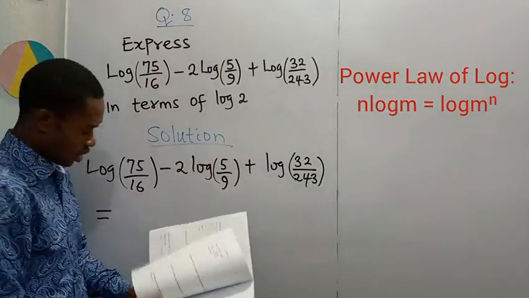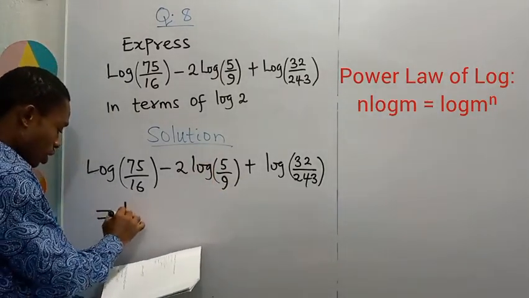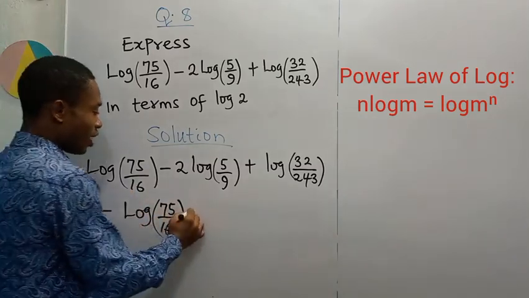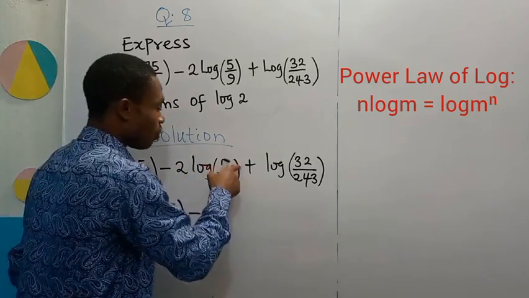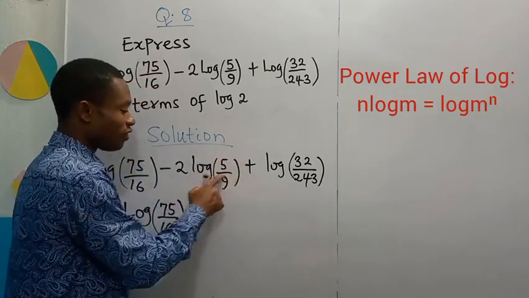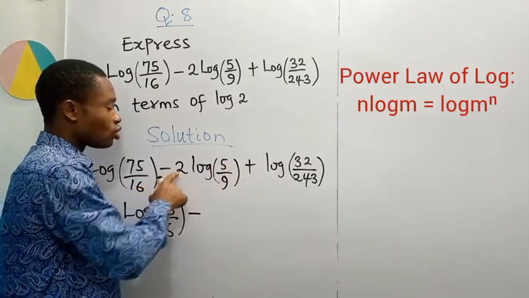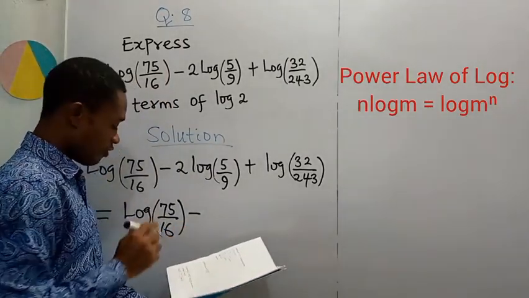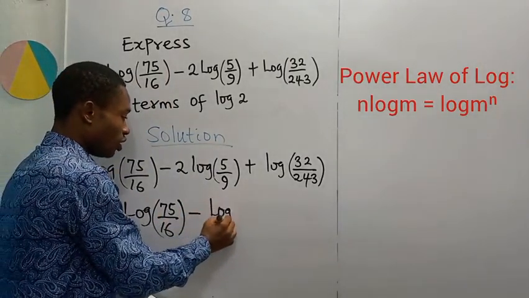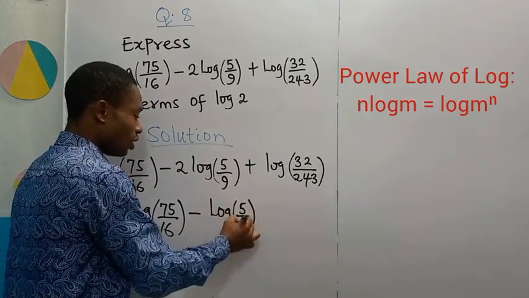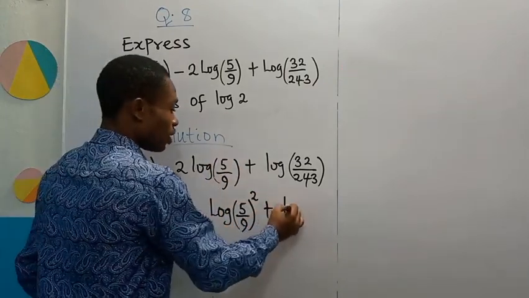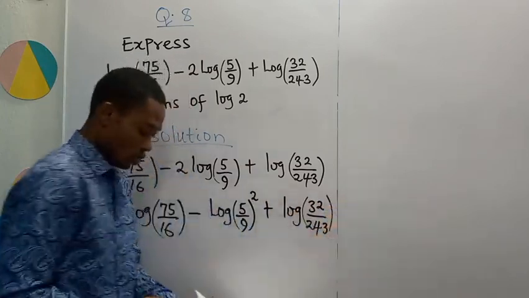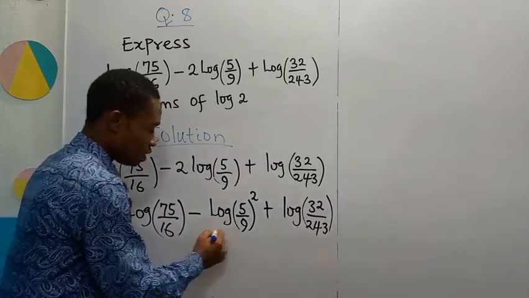So this is going to give us, according to the manual, the first step, then log 75 all over 16, which is maintained. Then minus, this 2 is going to be taken to become the power of this number, because this is log of the number 5 over 9. The log is multiplied by 2, so this 2 will become the power of this number using the power law of logarithm, which simply means that in the space provided, you are expected to fill in log 5 over 9, then in bracket raised to the power 2. We now have plus log 32 over 243. Good. So you are expected, please, to fill in this part in the workbook.